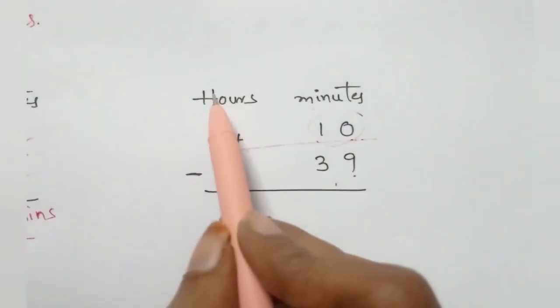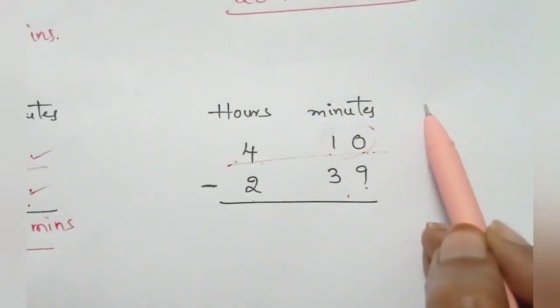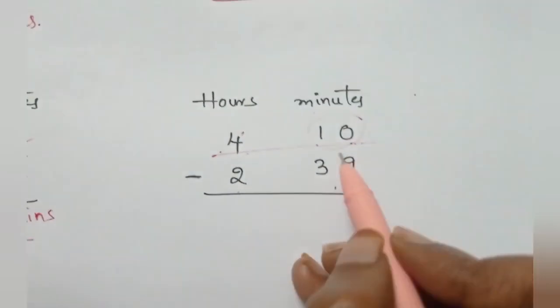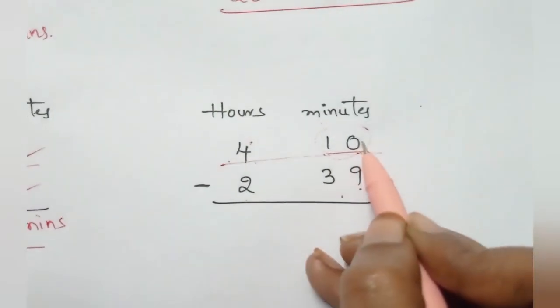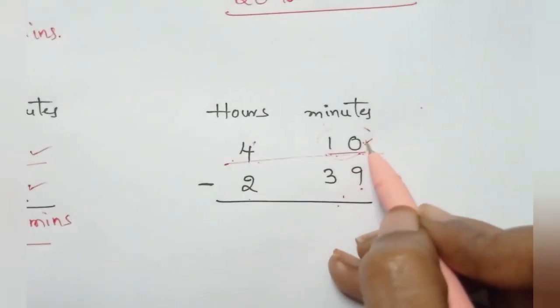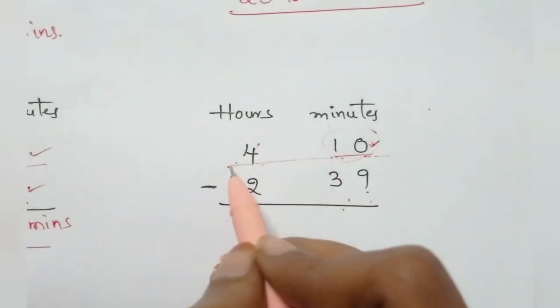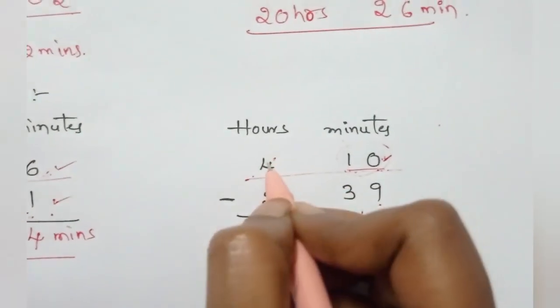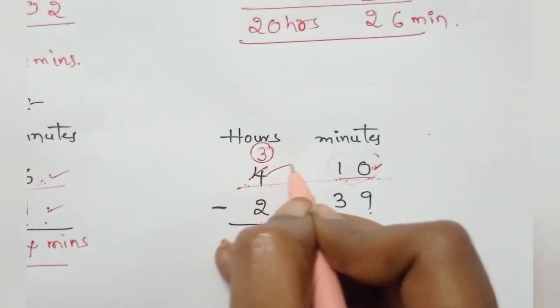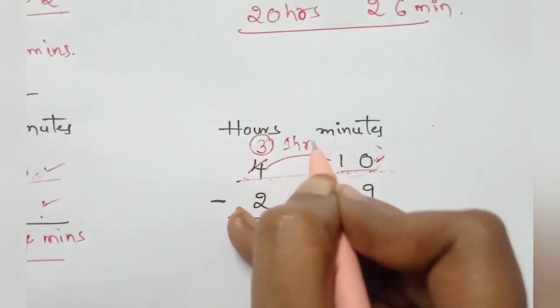Because here we are working in hours and minutes, we have to take 1 hour as a borrow. First we have to check whether the top minutes number is lesser or greater than the bottom number. Here 10 is smaller than 39, so you have to borrow from the next number, from 4 hours. I am taking 1 hour from 4 hours.